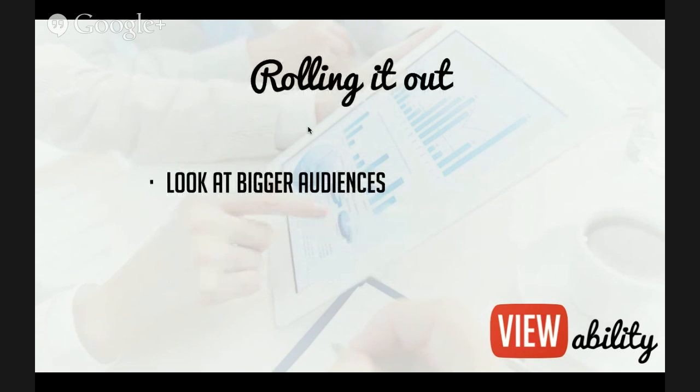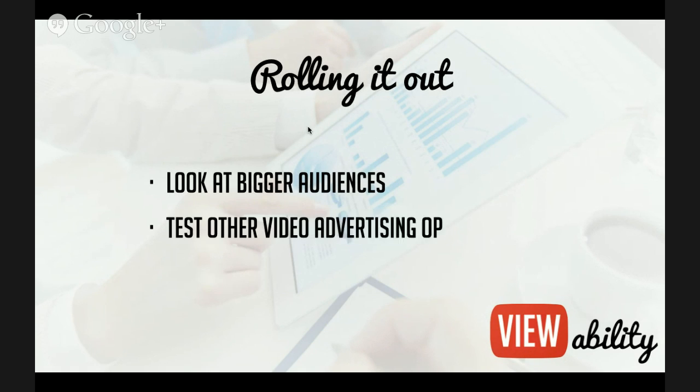You can look at bigger audiences. Once you've got some success, you can look at different audiences, different avenues, different advertising options. So once you've done pre-roll ads, you could then move to in-search ads maybe, or in-display ads as well. But once you've got a campaign that's working, you can normally translate that campaign to different nationalities as well. That's one way of doing it. Or you can translate that across to different types of advertising.